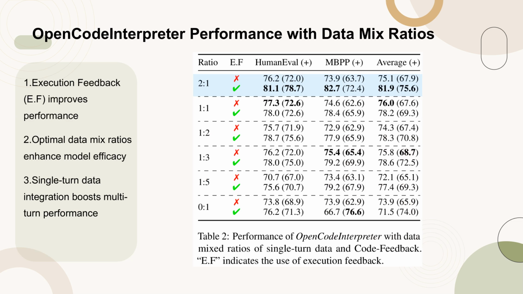Table 2 presents the performance metrics of OpenCodeInterpreter across various data mix ratios of single-turn data and code feedback. The table highlights that the use of execution feedback, E.F, significantly enhances the model's performance. It also demonstrates that an optimal mix of single-turn data with multi-turn feedback mechanisms can substantially boost the model's ability to generate and refine code. The data indicates that integrating high-quality single-turn data can improve the model's multi-turn performance, emphasizing the importance of balanced data sources for effective code generation and refinement.